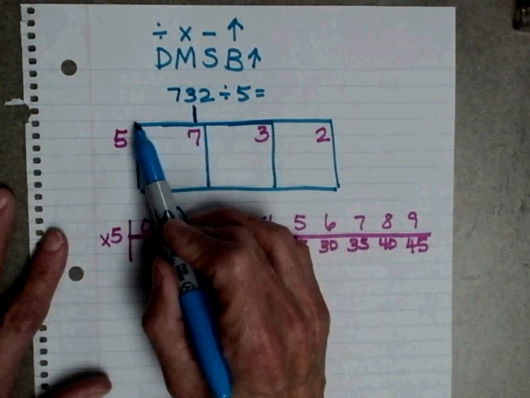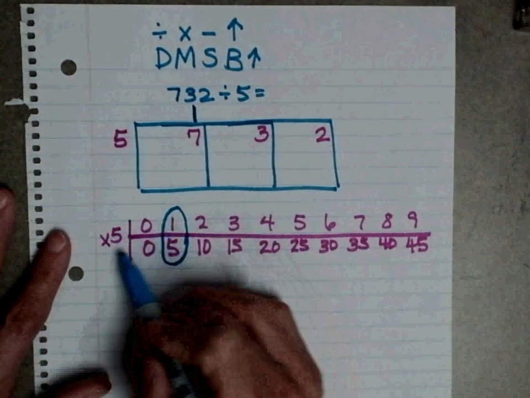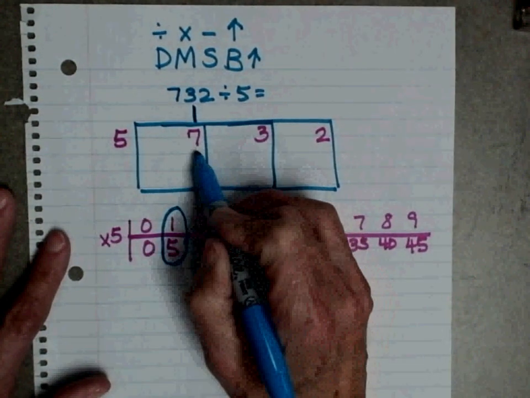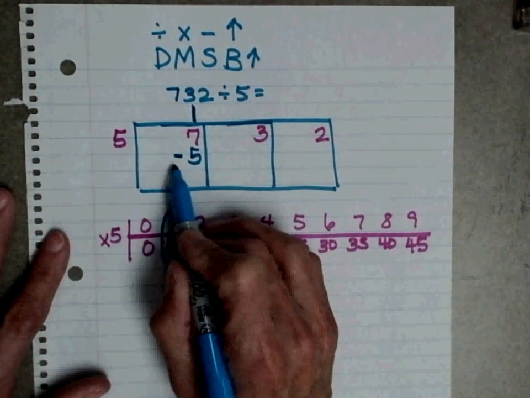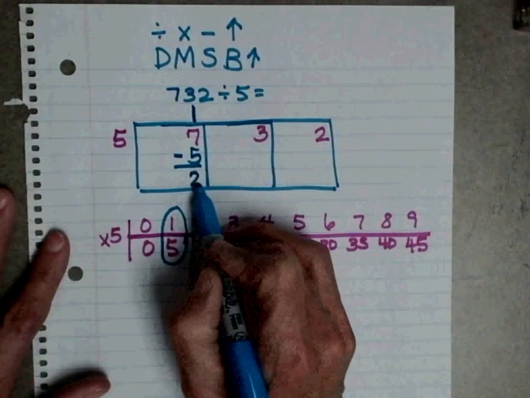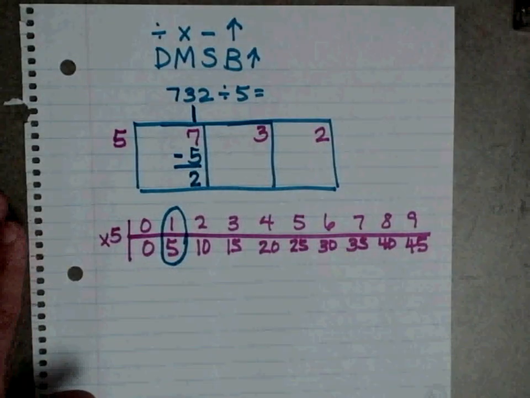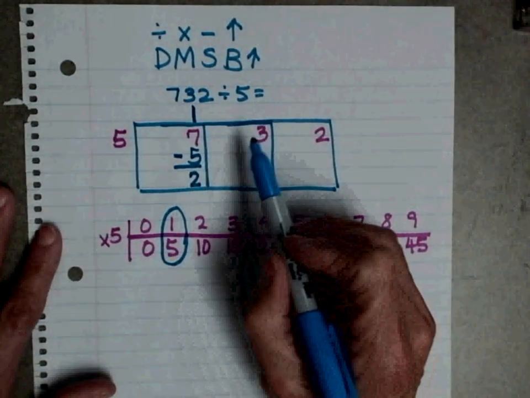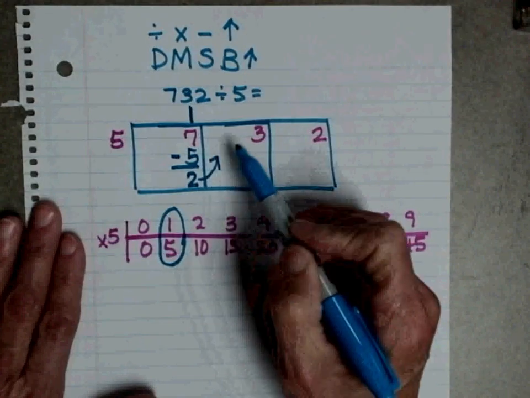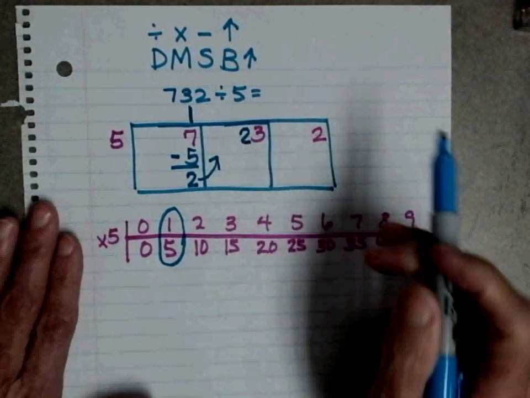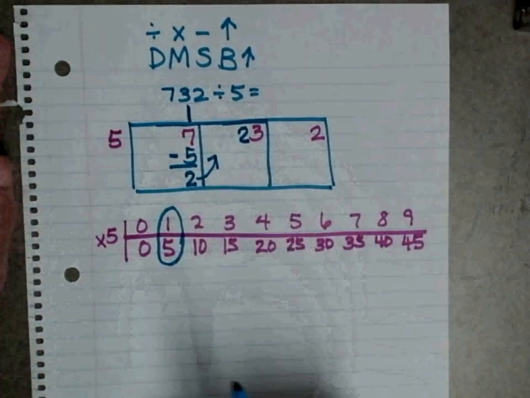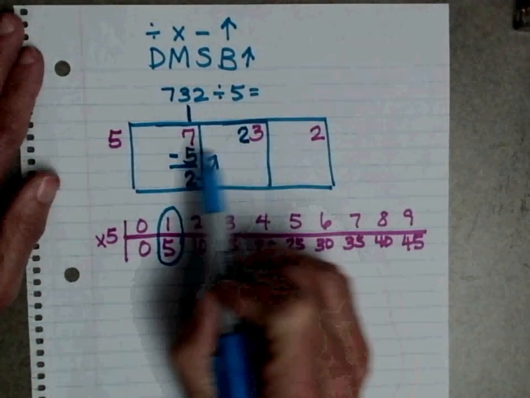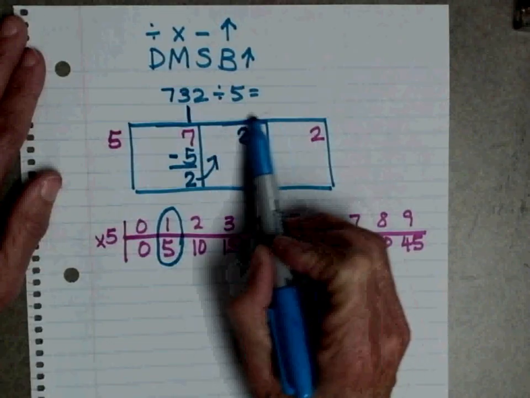Now we can do step 2, which is to multiply. 1 times 5, or 1 times 5 here, equals 5. The third step is to subtract. 7 minus 5 is 2. Now we're going to bring up the 2 right up here in front of the 3. So now we have 23 tens. We have 23 tens. How many groups of 5 can we make out of 23?